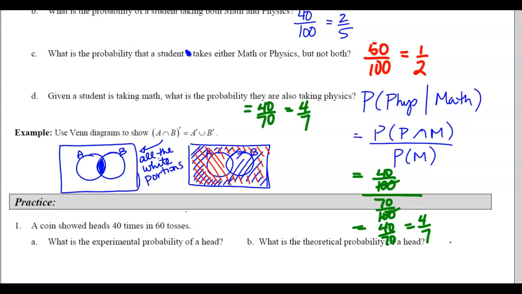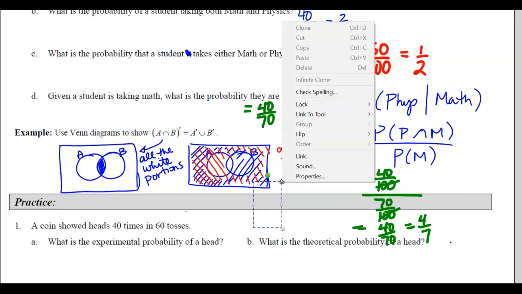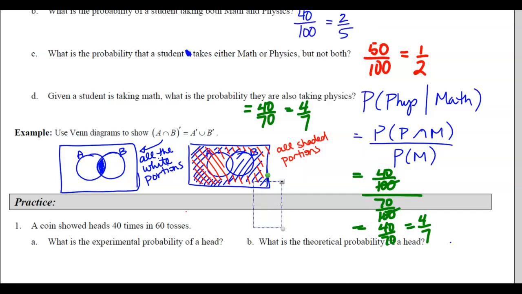And so you can see that is everything except that overlap. Well, this was everything except that overlap. So these are the same. Here, this is all shaded portions. Everything except that overlap. Okay, so that's it. Now it's practice time.